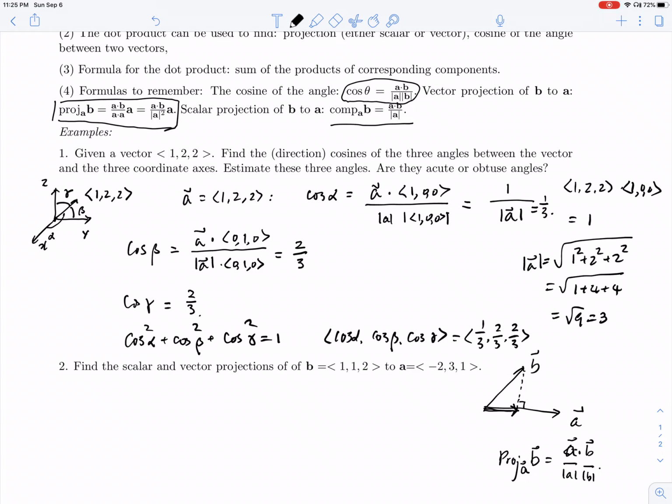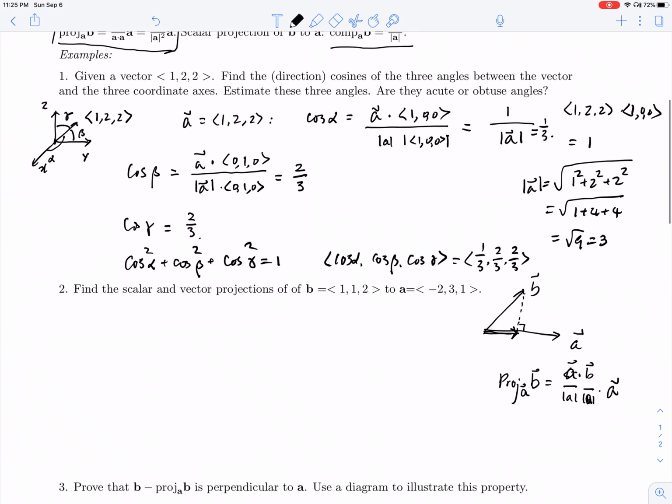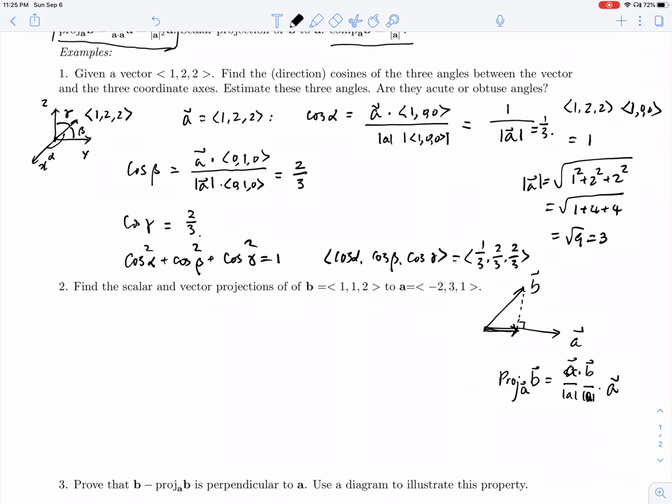Okay, so in fact, this one over here is A, and this one over here is going to be A. The only thing we actually need to calculate is A dot B, and also we need to find A squared. That's just the norm squared. So it's going to be -2 squared plus 3 squared plus 1. That's going to be 4 plus 9 plus 1, and that's going to be 14. Okay.